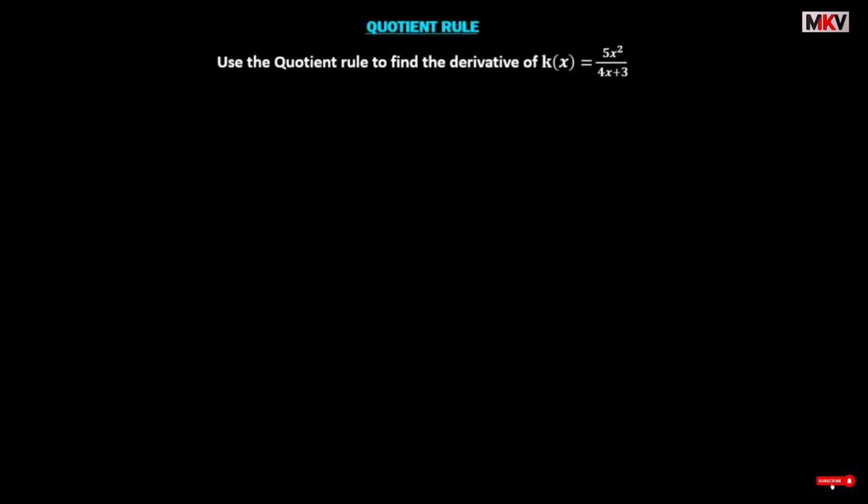So the question is, use the quotient rule to find the derivative of k of x equals 5x squared all over 4x plus 3. So let's look at the solution and how to apply the quotient rule on this function.